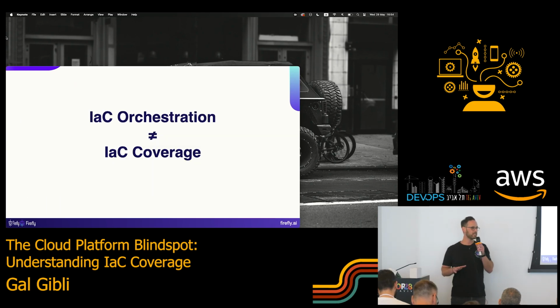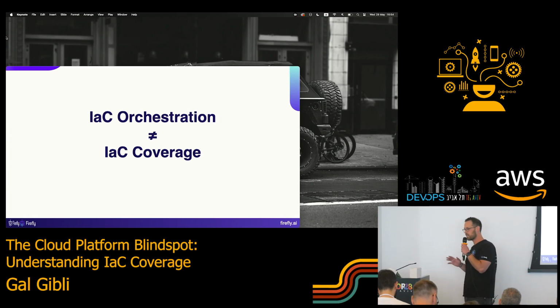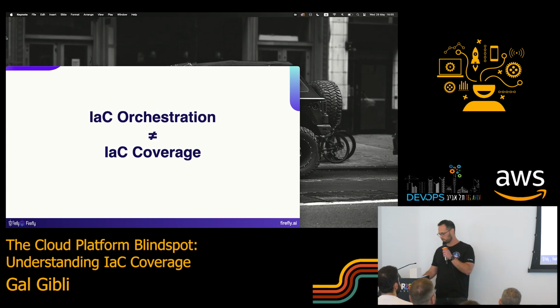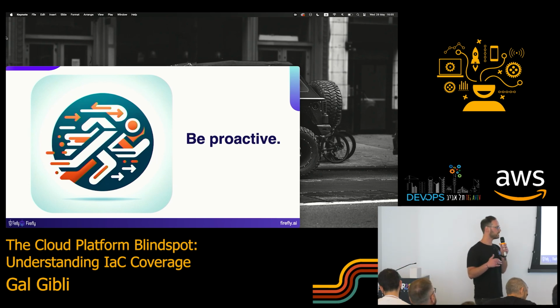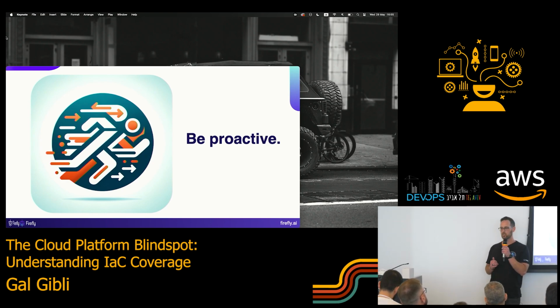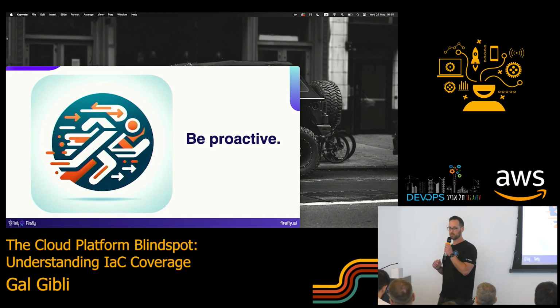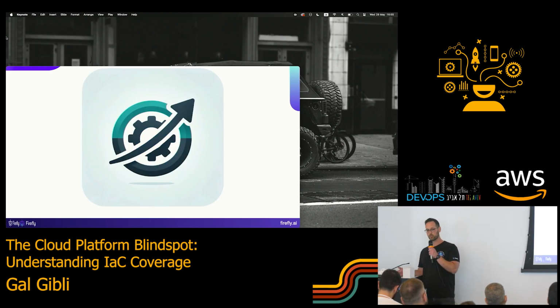But relying on IaC orchestration doesn't cover you altogether, because those tools are great for provisioning your infrastructure, but they cannot measure your coverage. This is where understanding and improving your IaC coverage can help. By maintaining a higher IaC coverage, you are very protected, your infrastructure is reliable and efficient, and you don't fall into those blind spots. So I encourage you to be proactive and optimize your IaC coverage all the time.